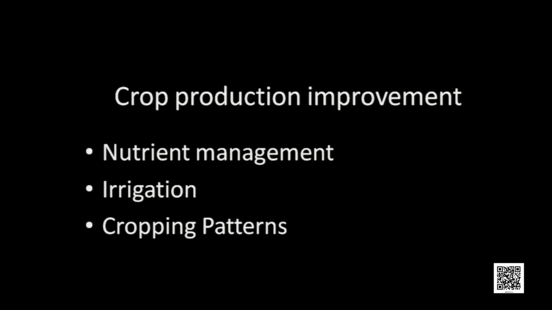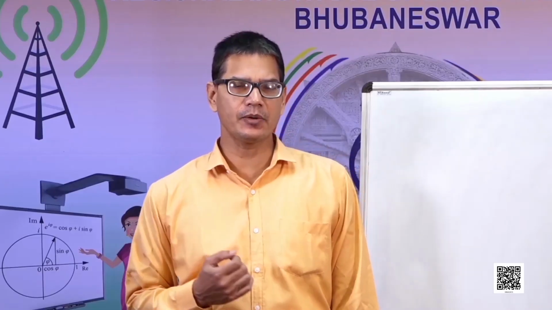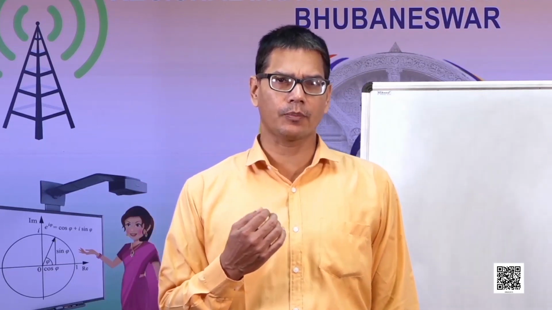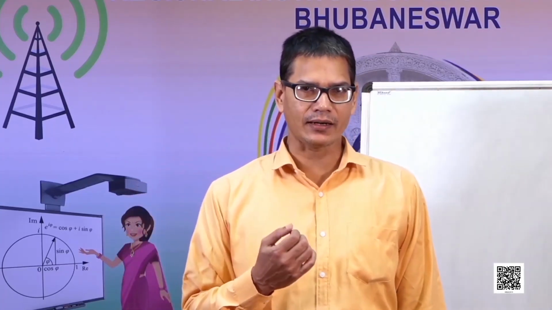Let's start with crop production improvement. It includes nutrient management, irrigation, and cropping patterns. Nutrient management means enriching the soil with various nutrients required for the proper growth of the crop. Irrigation means supplying water to the crop. And there are various cropping patterns, which we will discuss later on.